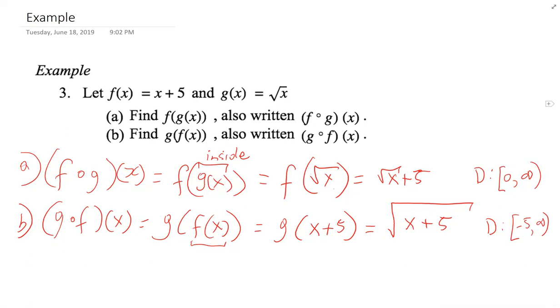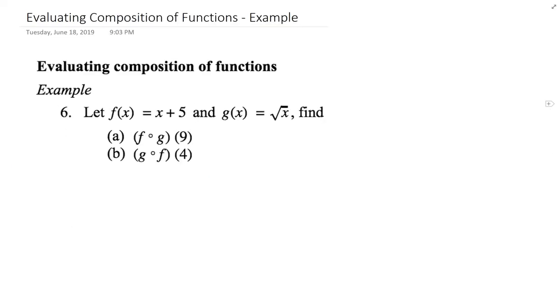Okay, now let's talk about evaluating a composition of functions. Let's say f of x, again, was x plus 5 and g of x was radical x. What we want to do is find the composition of functions first and then plug in your 9. So let's find the composition of functions.